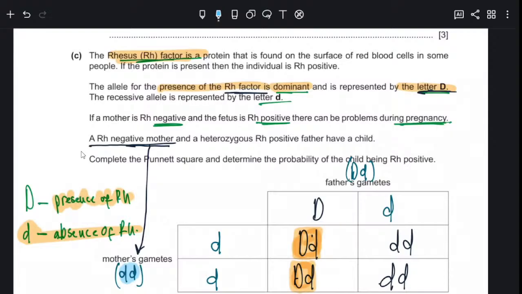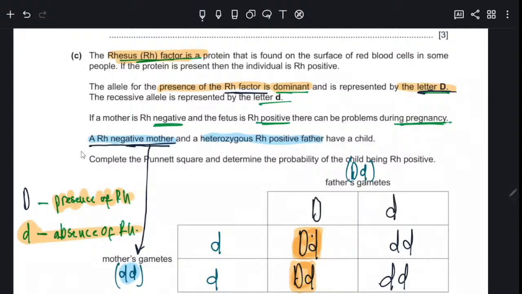And we are told that it is an Rh negative mom and a heterozygous father. If the father is heterozygous, it means he has an uppercase D and a lowercase d. He has both of the alleles. That's being a heterozygote. That's being heterozygous. It means you have different alleles. So this is a heterozygous father, which means he has upper and lower.